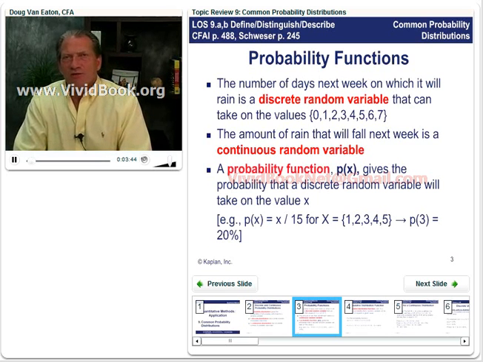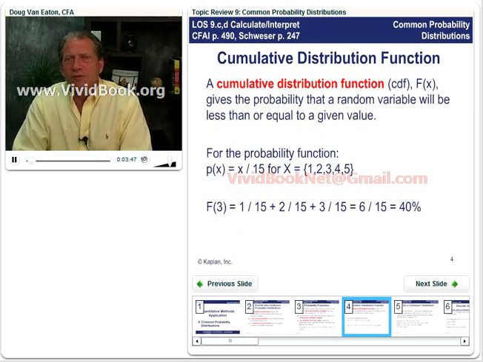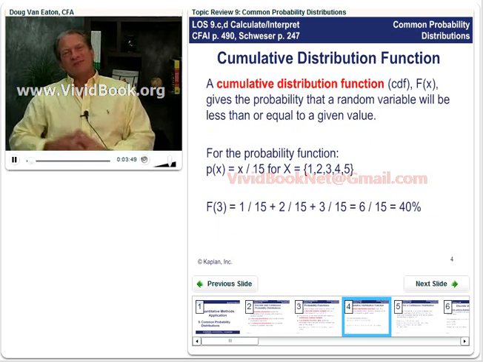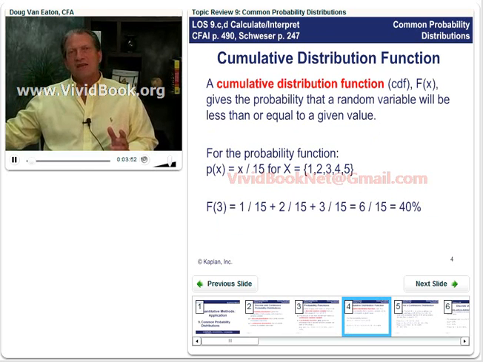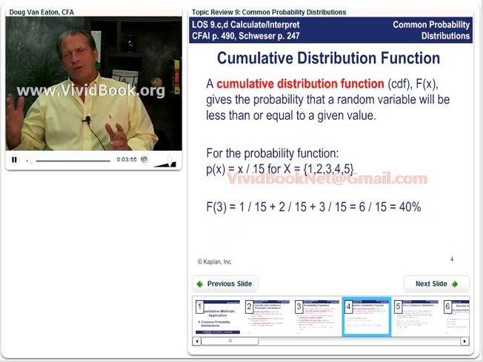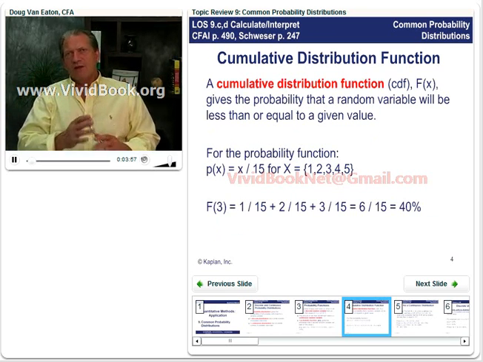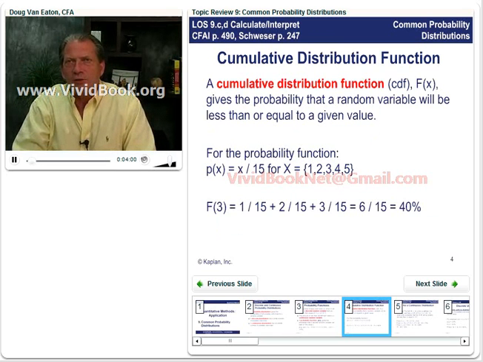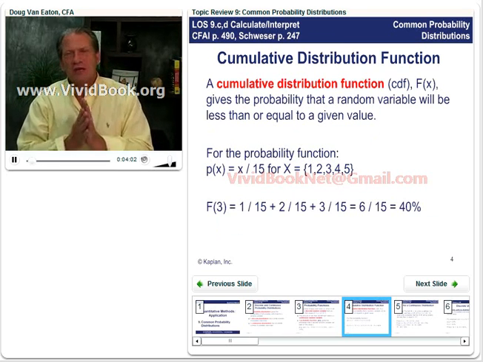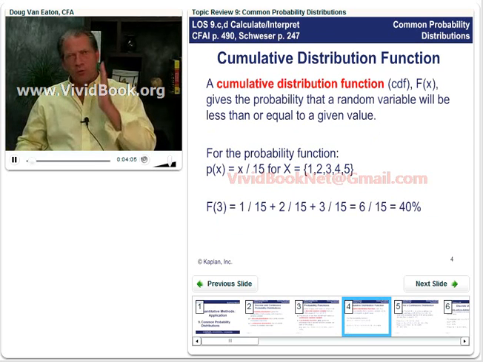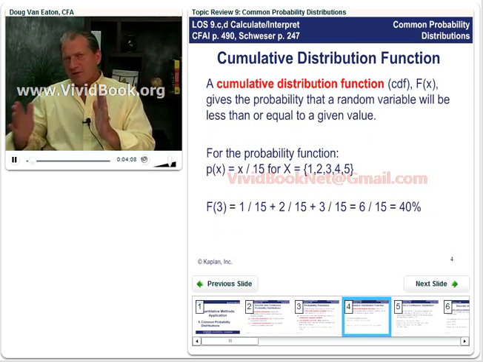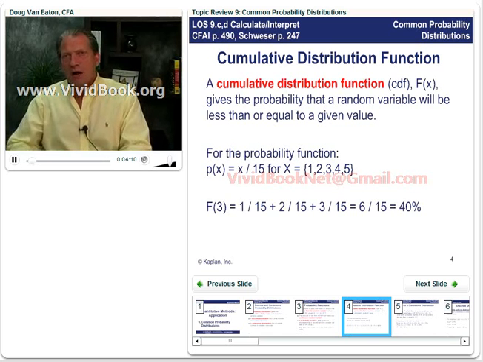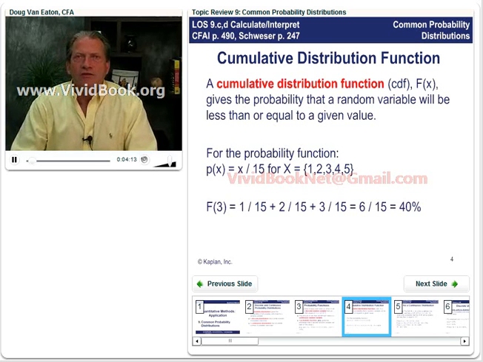So a cumulative distribution function is a little bit different than our probability function. It's cumulative in the sense that it starts over here at -infinity and gives you all the probability up to a point. One way to say that is the probability that a random variable will be less than or equal to a given value. So wherever we put the given value, however much probability is in that distribution between there and -infinity, that's our cumulative distribution function.